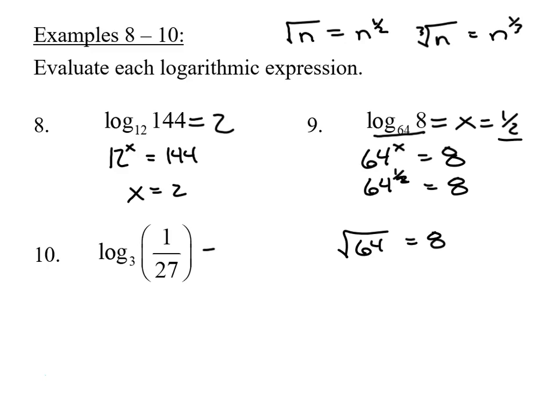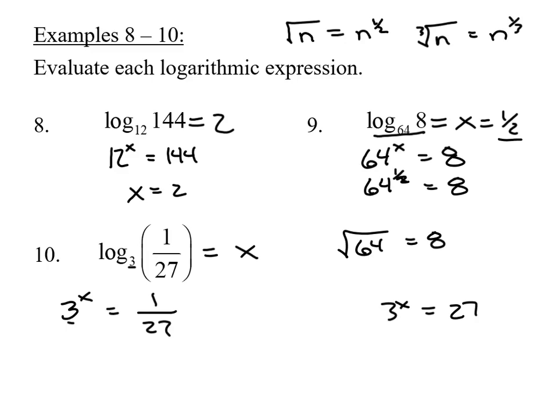Here we've got, let's set it equal to x again. So 3 to the x, 3 is our base. X is going to move over with the 3, so 3 to the x equals 1/27. Now if that said 3 to the x equals 27, that would be easier because we know 3 cubed is 27. So how can we take care of this situation where we want the 27 on the bottom?